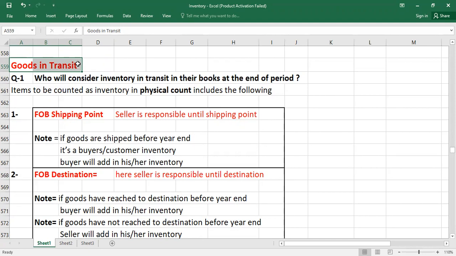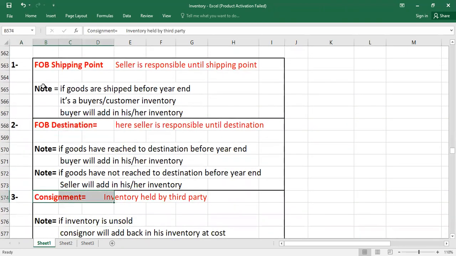So here we actually have three terminologies which you really need to understand. The first concept is called FOB shipping point, the second concept is called FOB destination, and the third is called consignment. Under FOB shipping point, FOB stands for free on board. Shipping point means the seller is responsible until the shipping point. I mean to say the risks and rewards of the inventory will be transferred to the buyer once the seller hands over the goods to the shipping company, okay.